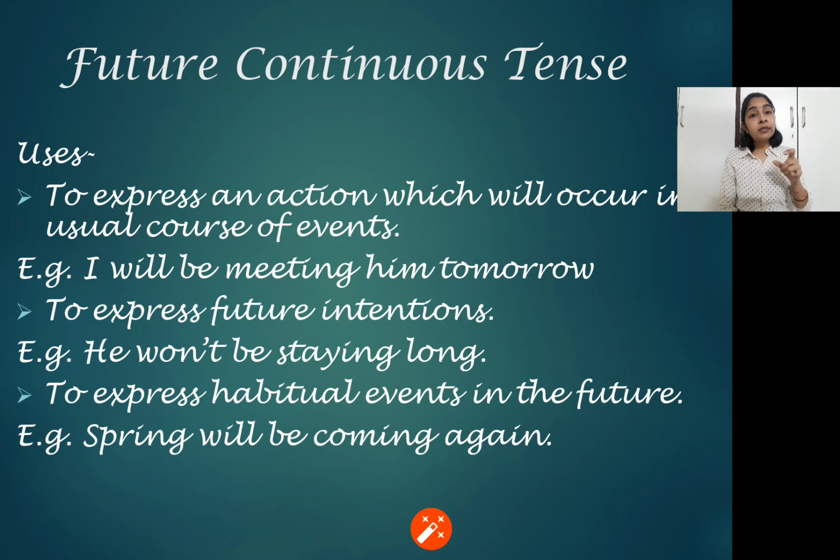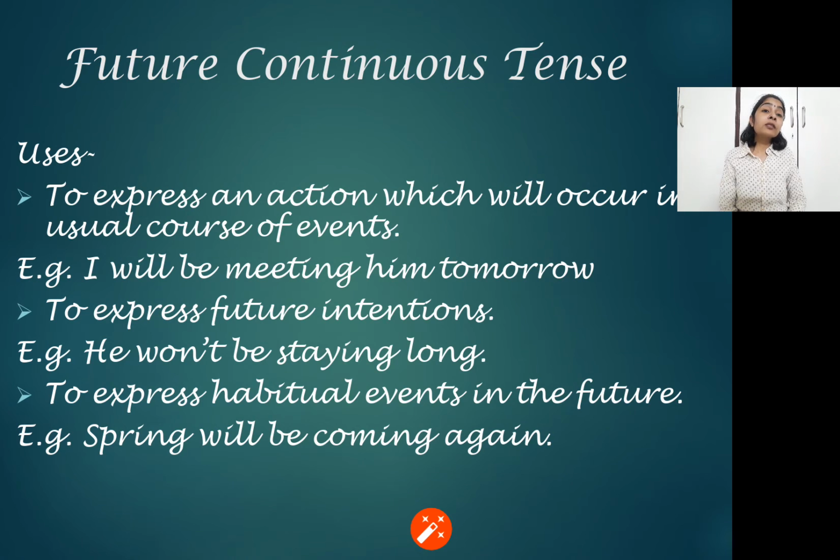For example, I will be meeting him tomorrow. So my uncle is going to visit us tomorrow. Again, "going to visit us", we are using the ing word. So whatever things are going to happen in future, we are describing here in future continuous tense.